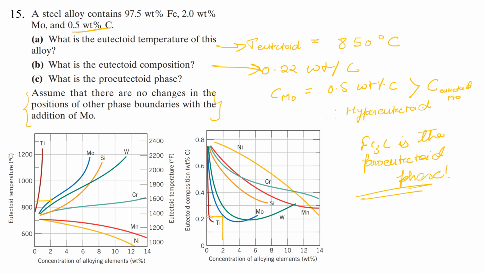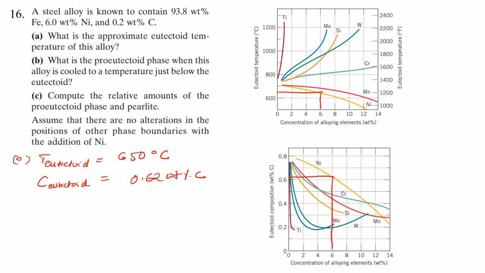This is carbon, not molybdenum. This is nickel, right? Yeah. So the eutectoid composition is 0.628% carbon, and since the carbon we have is 0.2%, we lie in the regime of hypoeutectoid. I should have a hypoeutectoid alloy. Therefore, the proeutectoid phase is expected to be ferrite.